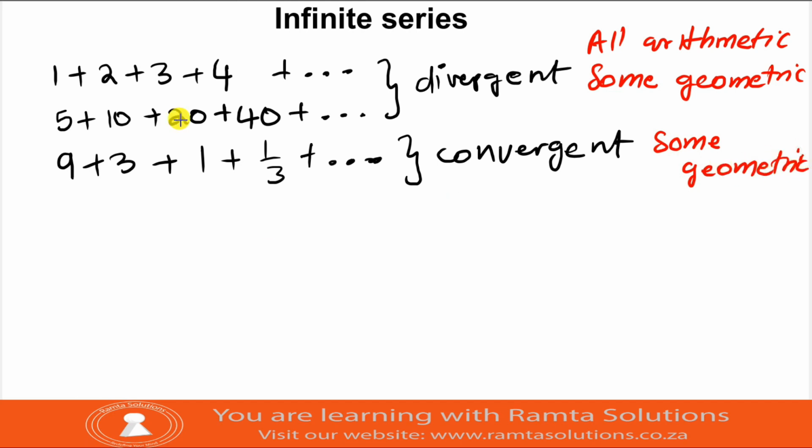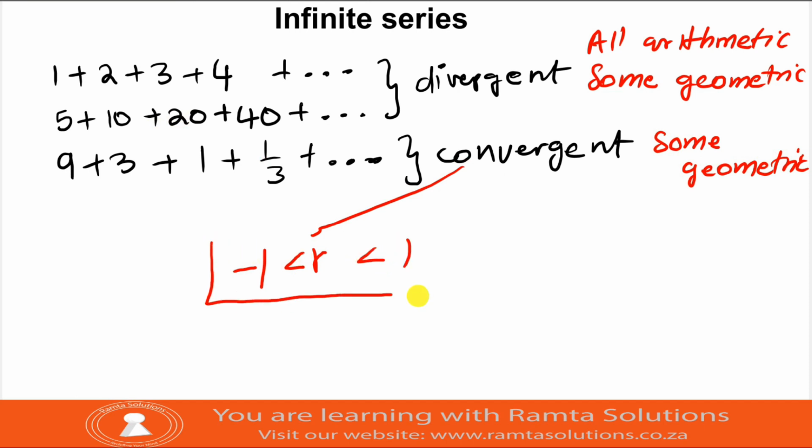Now, how do you know that a geometric series is convergent? When the common ratio is greater than -1 but less than 1. Remember, a series is convergent if and only if r is greater than -1 but less than 1. This is the condition. When your r is greater than -1 but less than 1, this is when your series is convergent.